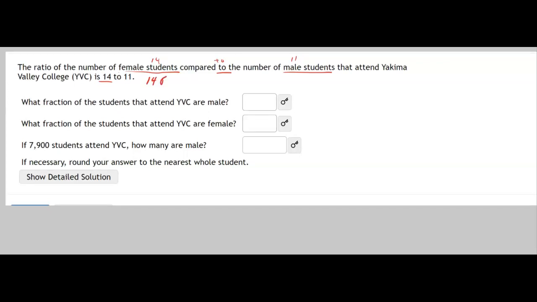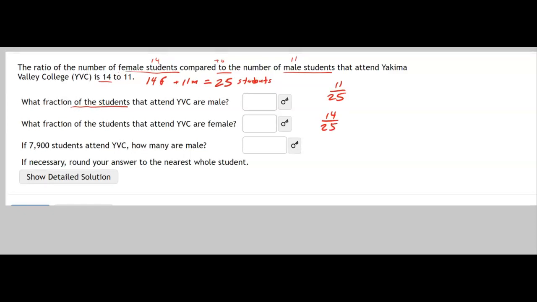If there's 14 females and 11 males, you need to add those together to find out that that would give you a total of 25 total students. So I'll just write students that are irrelevant of their gender. So it says what fraction of the students, so that's out of 25, are male. So if 11 out of every 25 students would be male, that's the ratio they're looking for here. What fraction of the students that attend YVC are female? Well, that would easily follow as 14 out of 25.